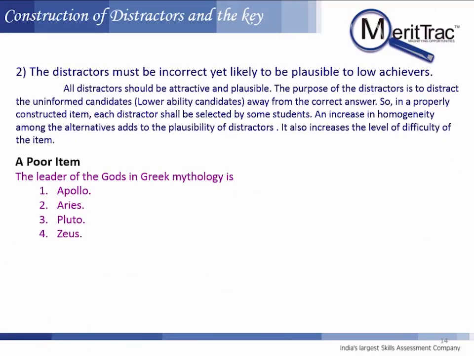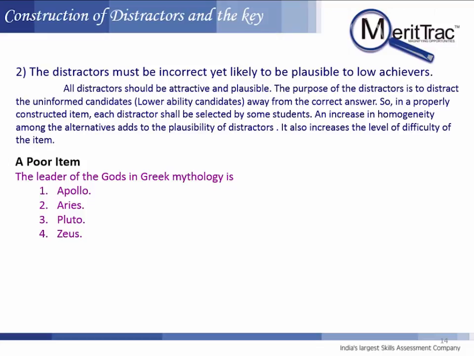Point number 2, the distractors must be incorrect yet likely to be plausible to low achievers. Very important slide. I am sure you would get some kind of insight in this particular slide. All distractors should be attractive and plausible. The purpose of the distractors is to distract the uninformed candidates, that is lower ability candidates, away from the correct answer. So, in a properly constructed item, each distractor shall be selected by some students.